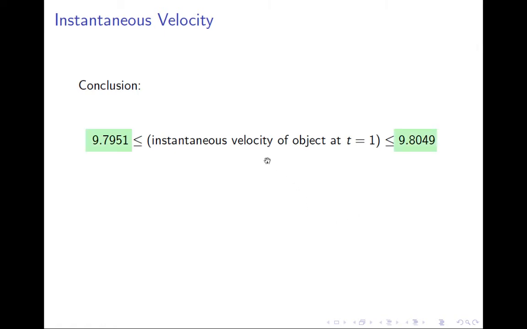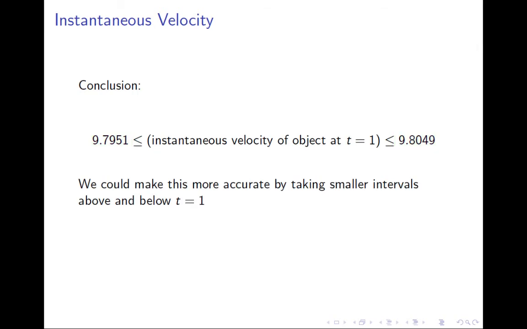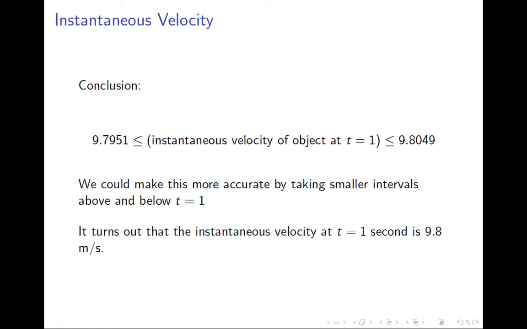And if we wanted to get a better approximation, we could just keep taking smaller and smaller intervals above and below the time when t equals 1 to get these upper and lower bounds even sharper. It does turn out though that the instantaneous velocity at 1 second into the free fall is going to be 9.8 meters per second. So our intuition turned out to be right in this case. And we'll see how to show this exactly in what comes.